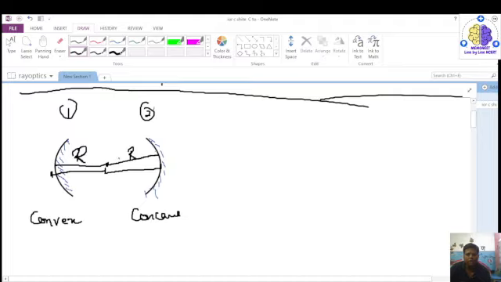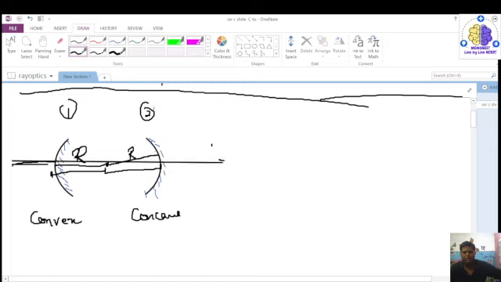Then if I draw a line like this, which is passing through the center, right?